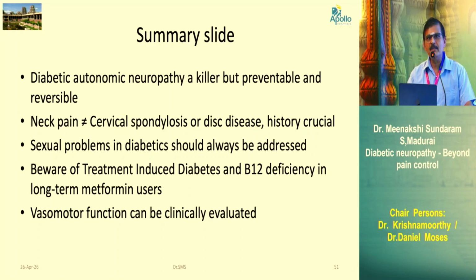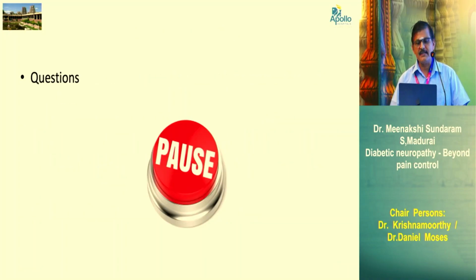B12 deficiency in neuropathy should always be considered in patients on metformin. And remember, many of these things are clinically evaluable at the bedside, with vasomotor dysfunction being one such example.